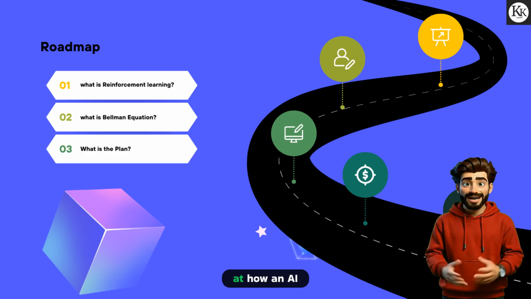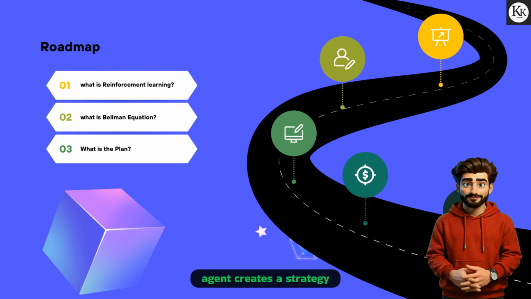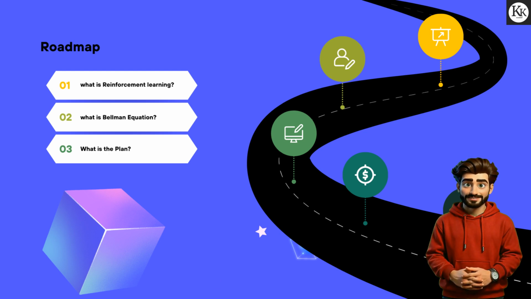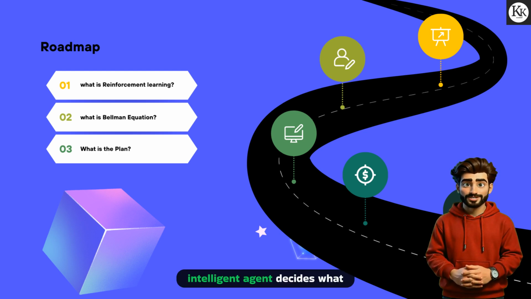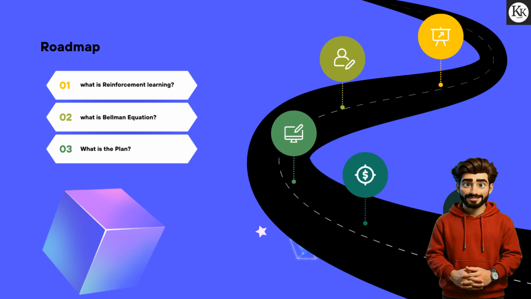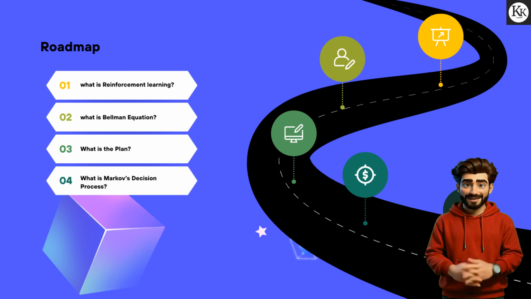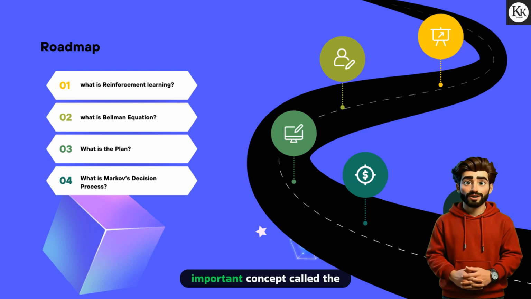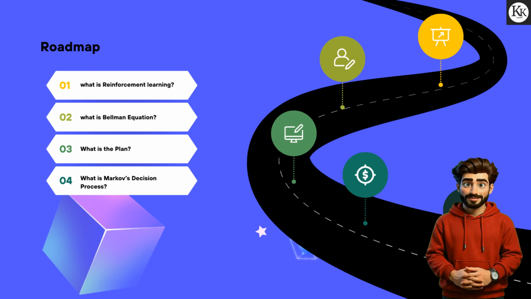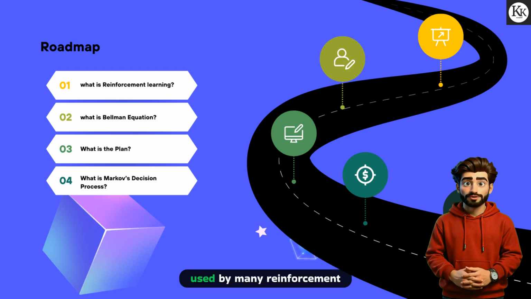After that, we'll look at how an AI agent creates a strategy for navigating through an environment. We'll understand how an intelligent agent decides what action to take next and how these decisions gradually lead it toward achieving its objective. Next, we'll introduce another important concept called the Markov decision process, or MDP. This provides the framework used by many reinforcement learning algorithms.